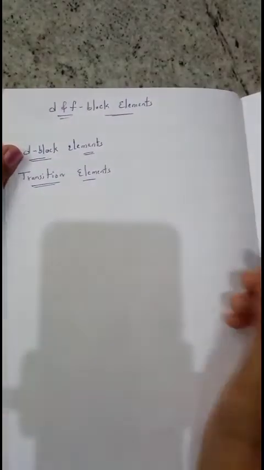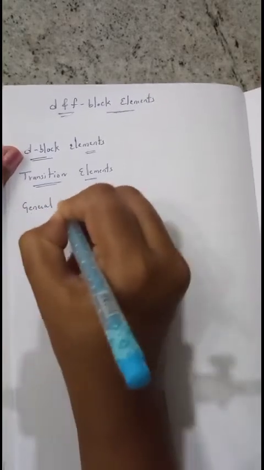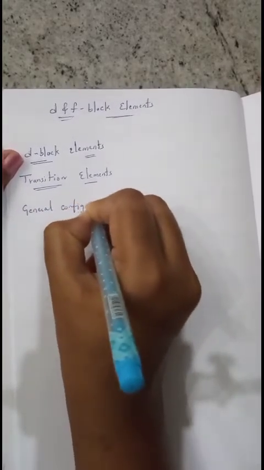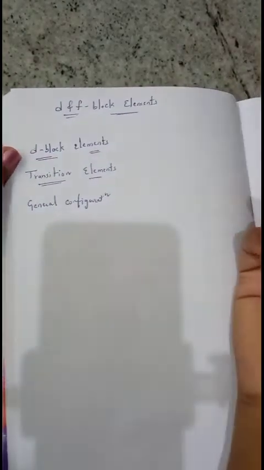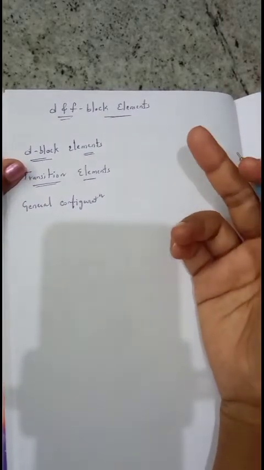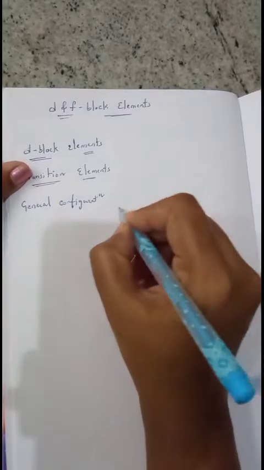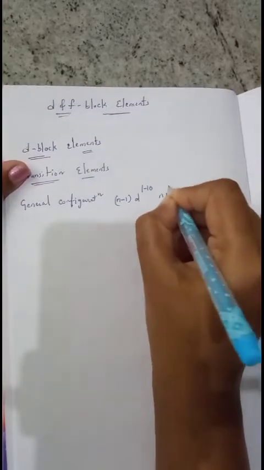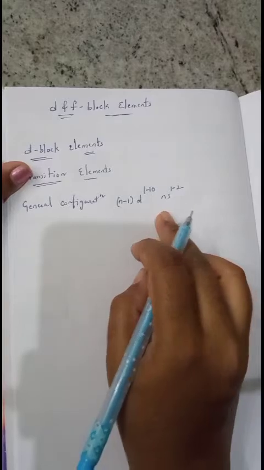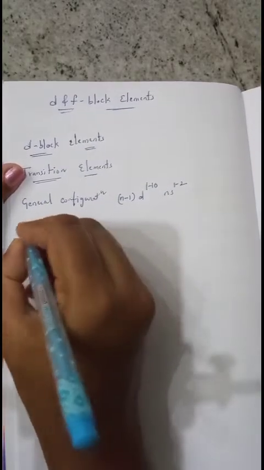Now we'll discuss the general configuration of these D block elements. If you observe the general configuration, in D block elements the last electron enters into the D orbital. So its outermost configuration becomes (n-1)d1 to 10 ns1 to 2. That will be the outermost configuration of these D block elements or transition elements. Totally 4 series are present in the D block elements.